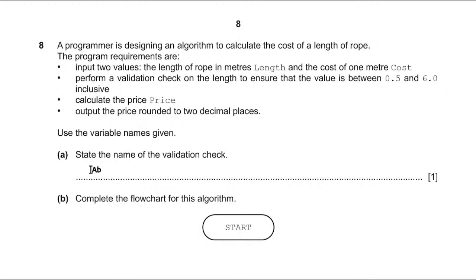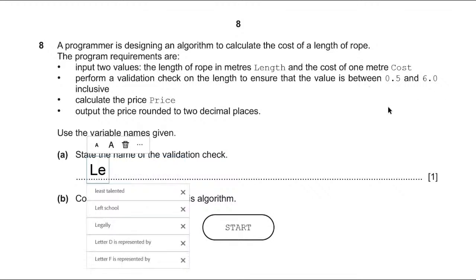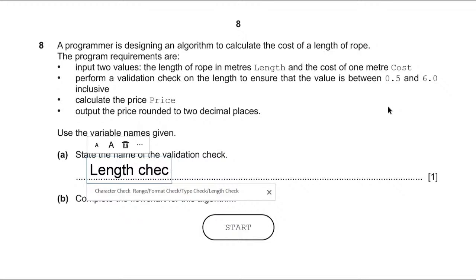State the name of the validation check. Okay, so what type of validation check would check whether the length of rope is between 0.5 and 6 or not? That is definitely a length check. Sorry, not length check, a range check.